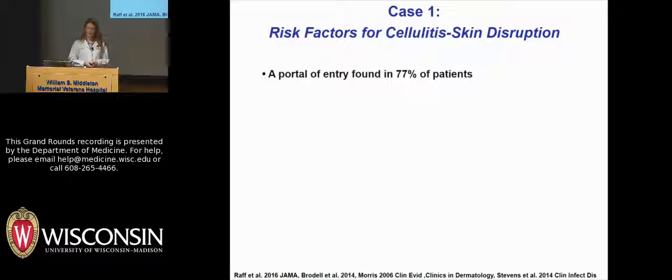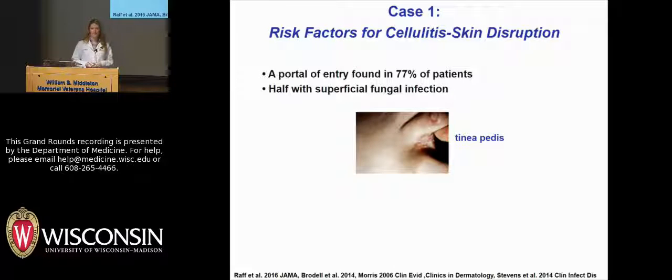Looking at patients with cellulitis, a portal of entry can be found for almost 80% of these patients. And maybe not surprising, half of these have tinea as the underlying breach in the barrier.